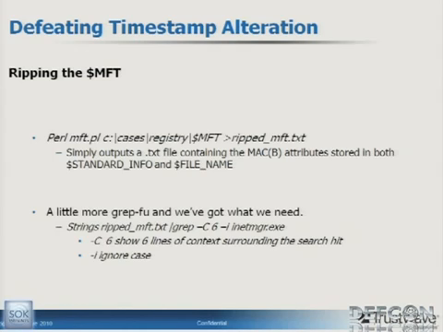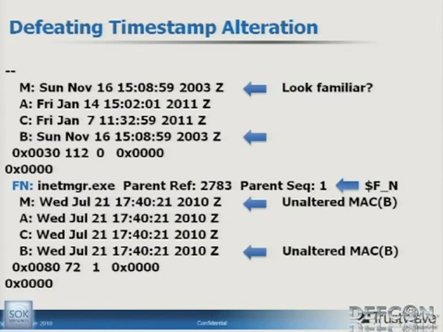grep -c6 -i and look for that executable that we know is bad, inetmanager.exe, right? The C6 is context. It's a context switch for grep. It shows 6 lines of context surrounding that search hit, and it's ignoring case for this search. Not much really to it. It's too bad that's cut off over here on this screen. This is the output of that particular search in the MFT there.